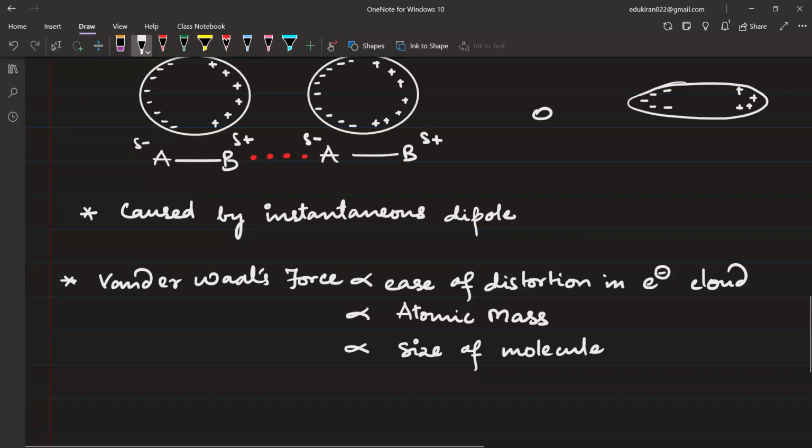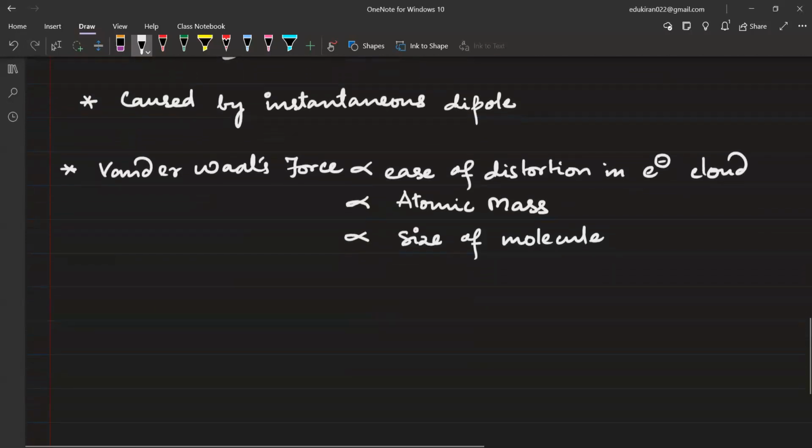Okay, size of molecule. Is this clear? Yes or no? Please tell me. Yes, sir. Another thing that we can say here is, please see. I'm going to make some molecules here. I hope you can understand a few.